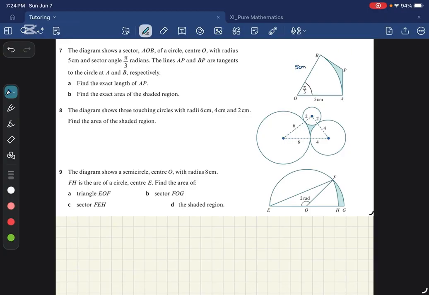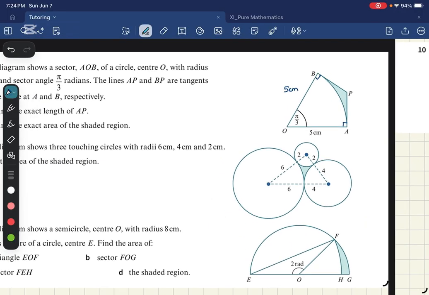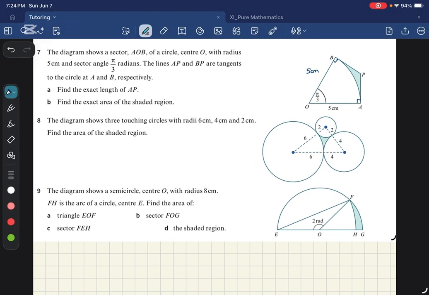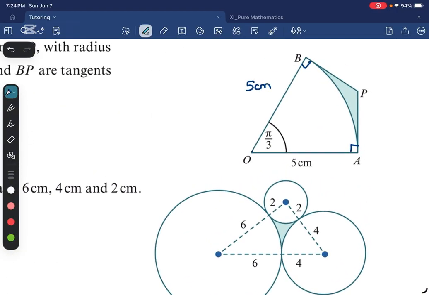The lines AP and BP are tangents to the circle at A and B. So this is 90 degrees and this is 90 degrees because it's tangent to the circle. And find the exact length of AP. All right. So if I connect this, it should divide pi by 3 into exactly half. So pi by 3 divided by 2 is going to give you pi by 6. So this angle is pi by 6.